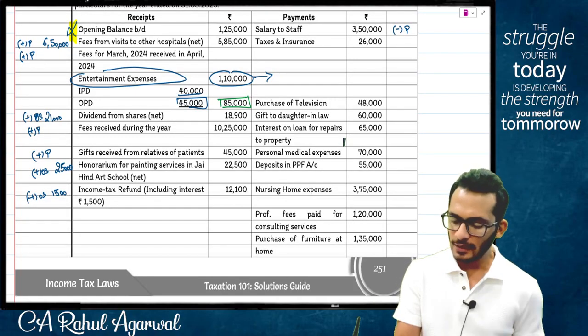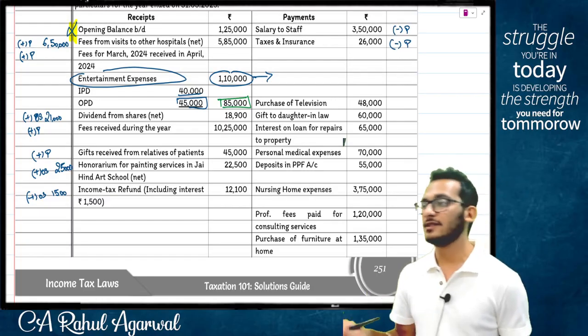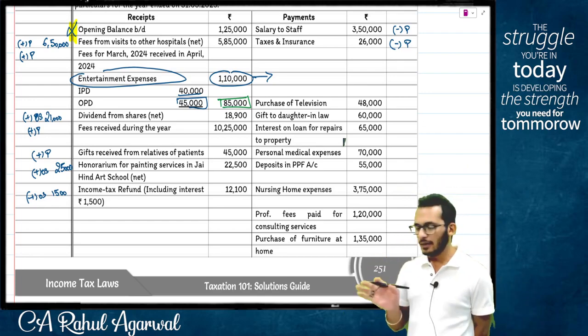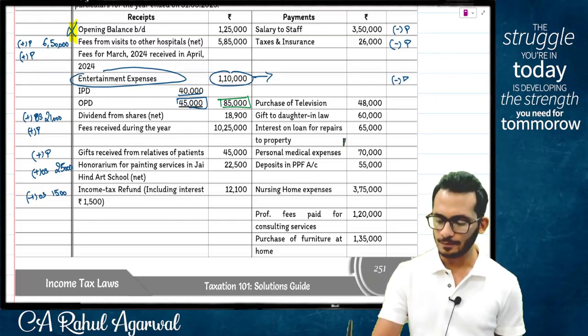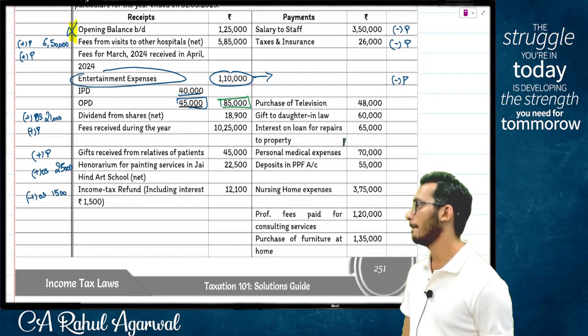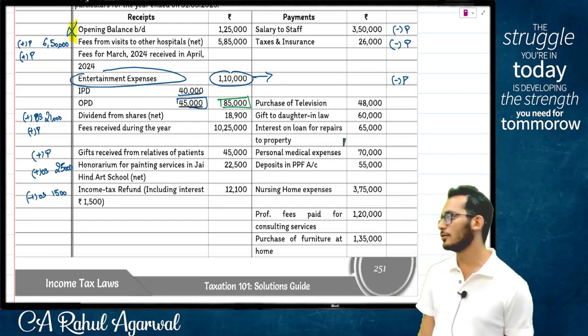Allowed under PGBP. Taxes and insurance, allowed. People, they have not mentioned whether it is direct taxes. So I'm assuming it is indirect taxes, and indirect taxes is allowed as deduction. Entertainment allowance expenses allowed as deduction. You don't know what entertainment is. Unless and until they tell it's personal, you assume it is business.